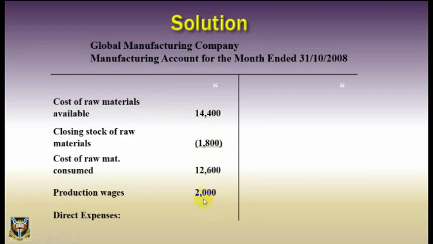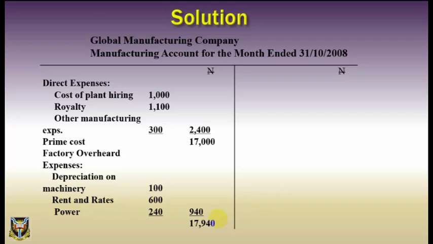Production wages 2,000. Direct expenses: cost of plant hiring 1,000. Royalty 1,100. Other manufacturing expenses 300. Added together gives 2,400. Prime cost 17,000. Factory overhead expenses: depreciation on machinery 100. Rent and rates 600. Power 240. Totaling 940.